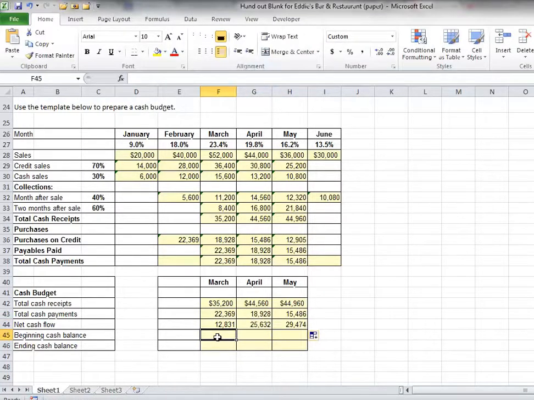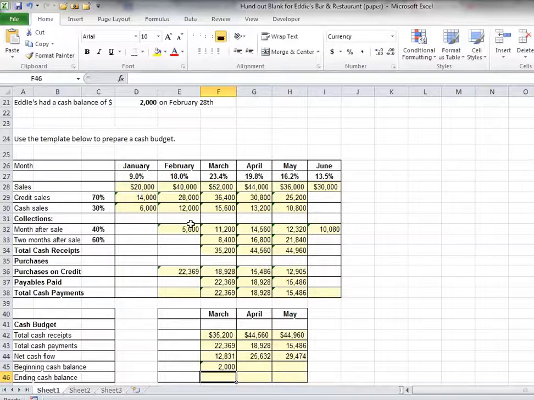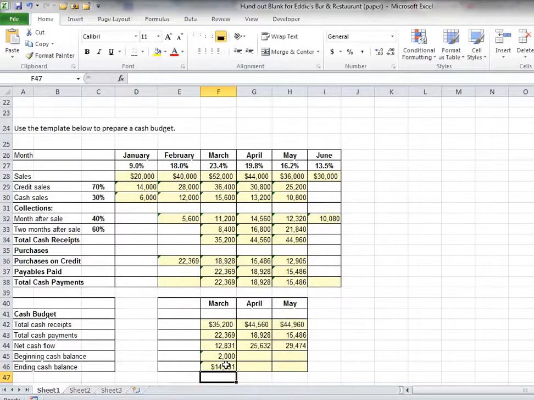Beginning cash balance, what we set up above is $2,000. Let me just check that. Ending cash balance, the two together. Now my new cash balance is going to be this number here. I can drag that over. Now note these two cells are a little bit different, but these ones are exactly the same. So the question is, can Eddie afford to buy the cooler? The answer would be, at the end of May, yes.